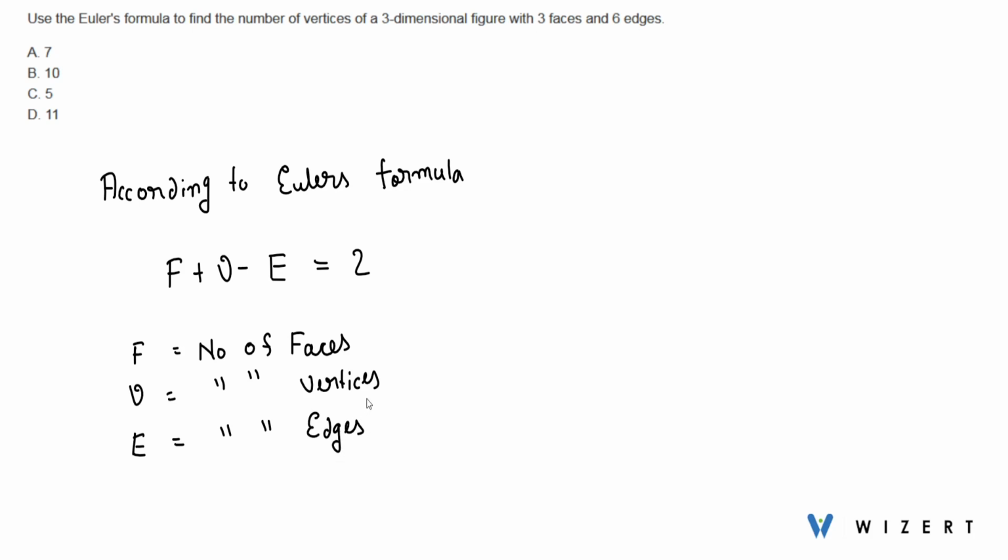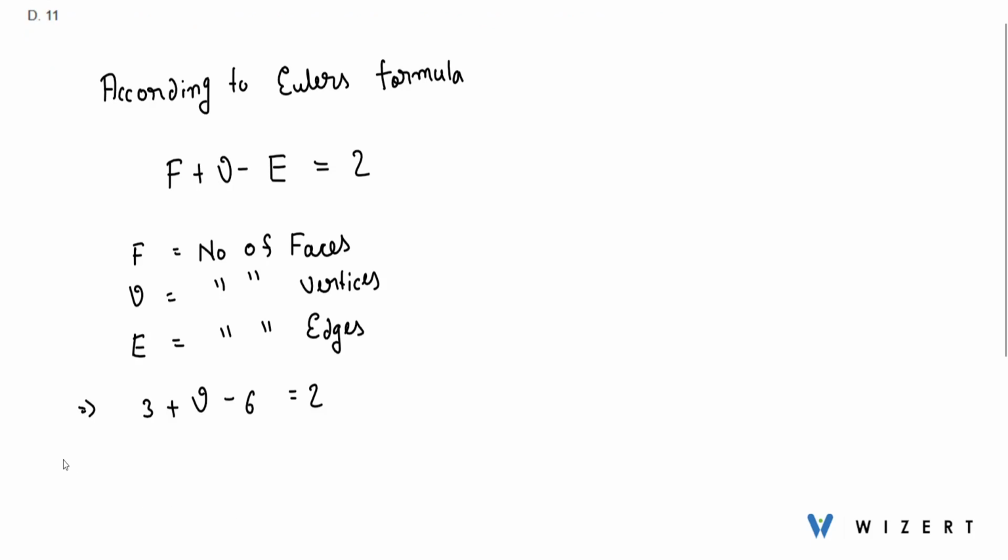Now in the question it has been given that the three-dimensional figure has 3 faces and 6 edges. Therefore, the value of f is 3. So 3 plus v minus number of edges, which is 6, will be equal to 2. So 3 minus 6 will be equal to minus 3. Shift minus 3 to the right hand side, so it will become plus 3.